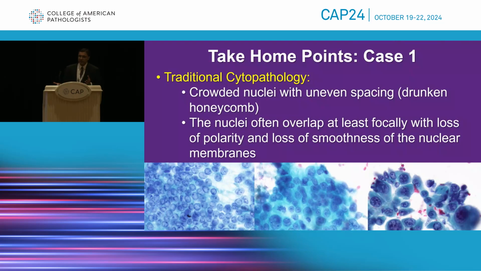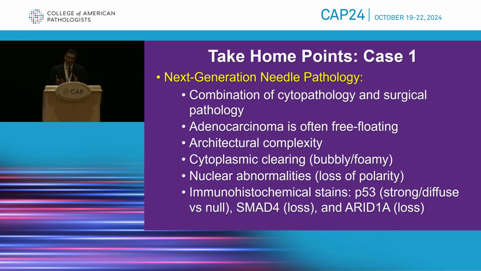So to recap, traditional cytologic features like the drunken honeycomb look of nuclei that often have overlap, loss of polarity, and irregular nuclear membranes are truly supportive of pancreatic ductal adenocarcinoma. But the assessment of FNBs requires the combination of cytopathology and surgical resection material, where adenocarcinoma is often found floating next to the tissue cores as opposed to within them, and exhibits both architectural complexity as well as cytologic changes. Those cytologic changes include cytoplasmic clearing that is distinct from GI tract contamination and shouldn't be confused with that at all, and nuclear abnormalities with loss of nuclear polarity, similar to what we find when looking at the classic cytologic findings.